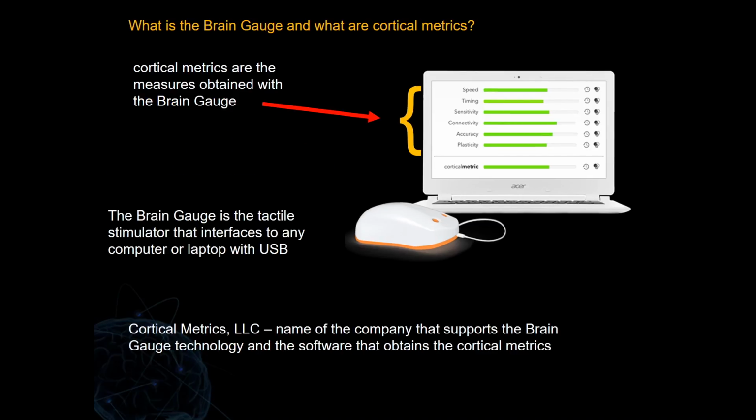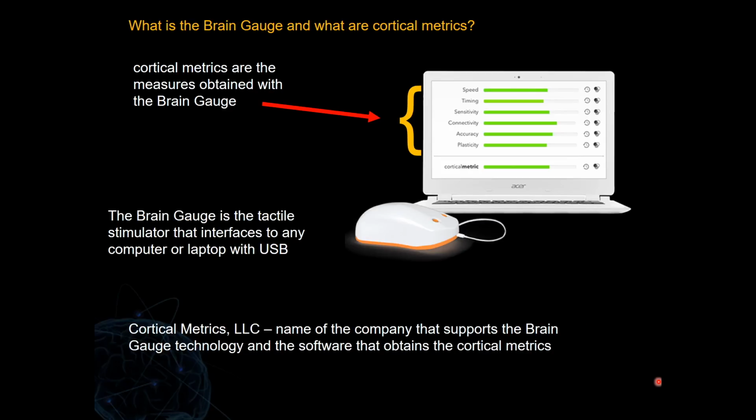So what is the brain gauge and what are cortical metrics? Cortical metrics are the measures obtained with the brain gauge. And the brain gauge is the tactile stimulator that interfaces to any computer with USB. Here's the brain gauge here. Here are the cortical metrics that are generated with the use of the brain gauge.